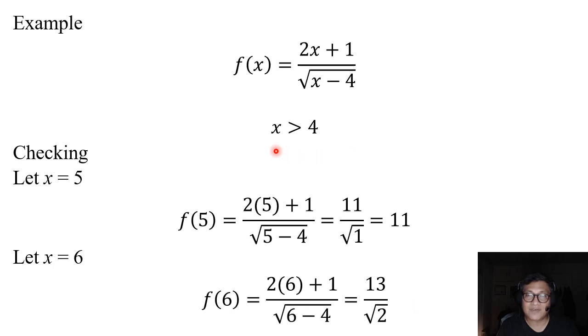Sir, what if the value of x is 4.01? Will the function give us 0 as a divisor? No. Because if it's, say for example, 4.1, then 4.1 minus 4 is 0.1, and the square root of 0.1 is not 0. So again, we still have a result.